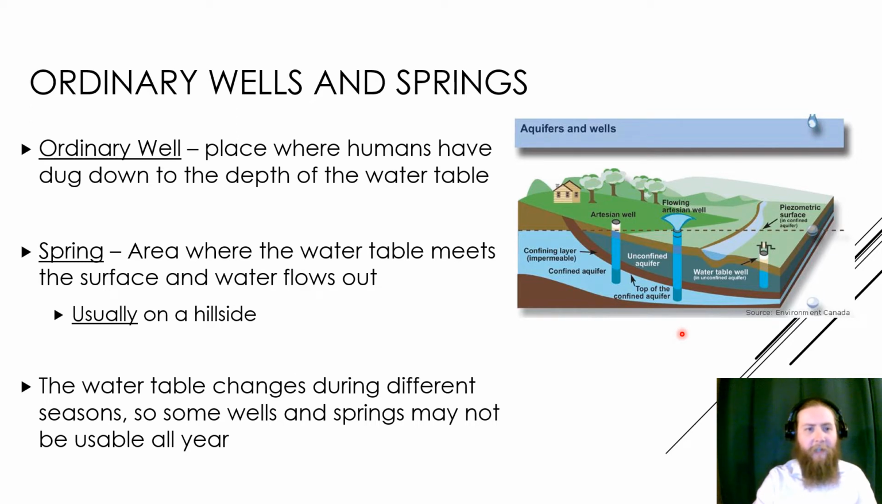A spring is anywhere where this water table is meeting a hill or a surface or the surface at all. Usually this happens on a hillside, but it can happen elsewhere as well. And the water table, like we said, is going to change during the seasons. So some wells and some springs are going to dry up and not be usable all year.